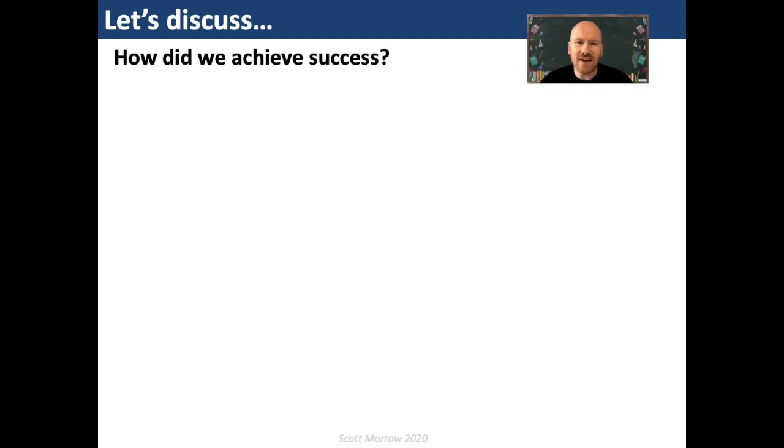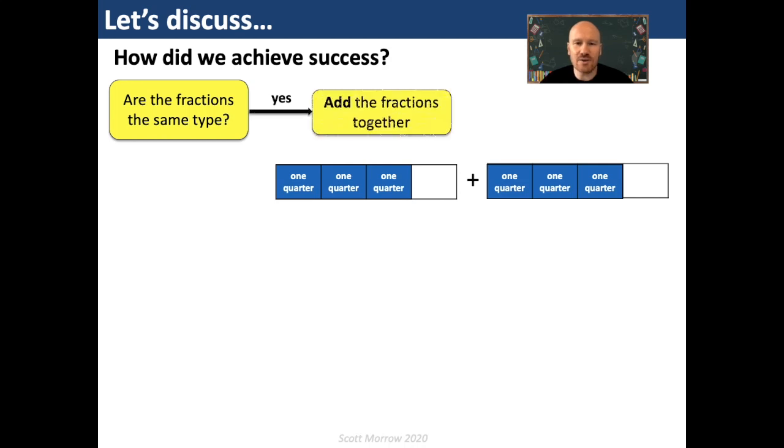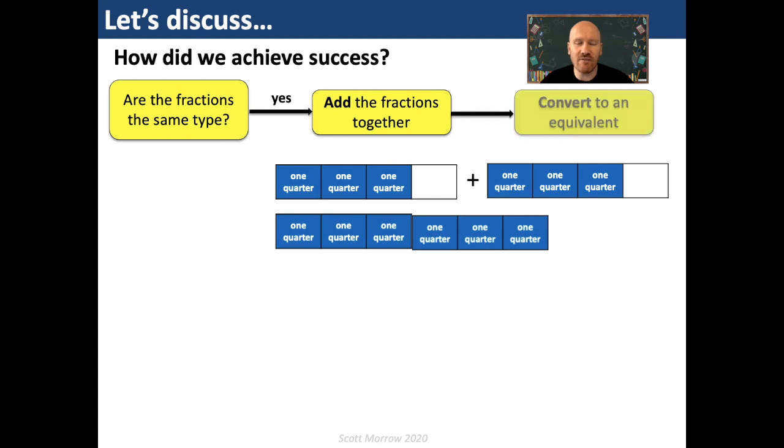When we want to add fractions together, the first thing we can ask ourselves is, are the fractions the same type? Here we're adding 3/4 plus 3/4. So yes, the fractions are the same type. In this case, we can simply add those fractions together. 3/4 plus 3/4 gives us 6/4. Now at this stage, we might want to convert that to equivalent. 6/4 is correct, but we could also change that into 1 whole and 2 quarters, or 1 whole and 1 half.